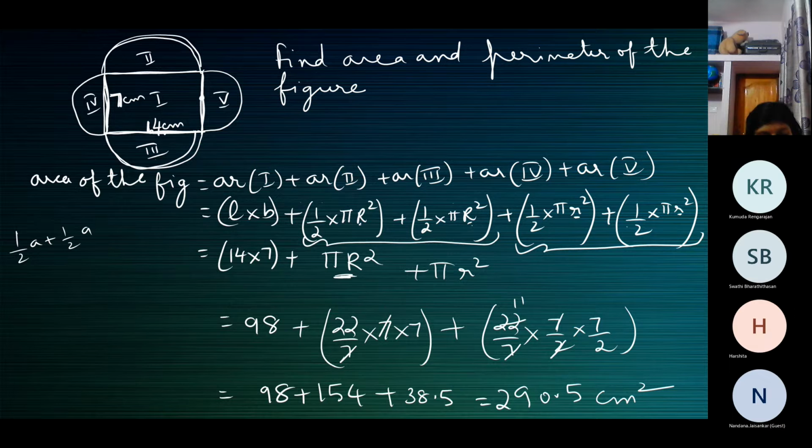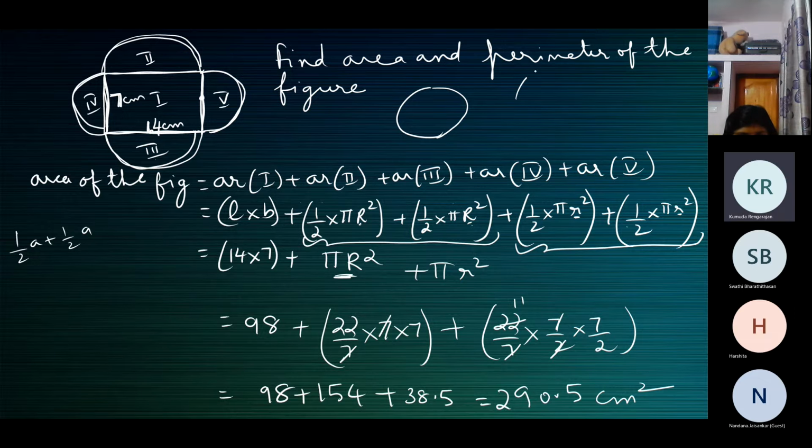Okay, ma'am. The area of region 4 and region 5. So 4 and 5 put together will make another circle, a smaller circle. 2 and 4 will make a bigger circle because their diameter is 14 centimeters and radius is 7. 4 and 5 together will make a circle, but of a smaller radius, 7 by 2 centimeters.